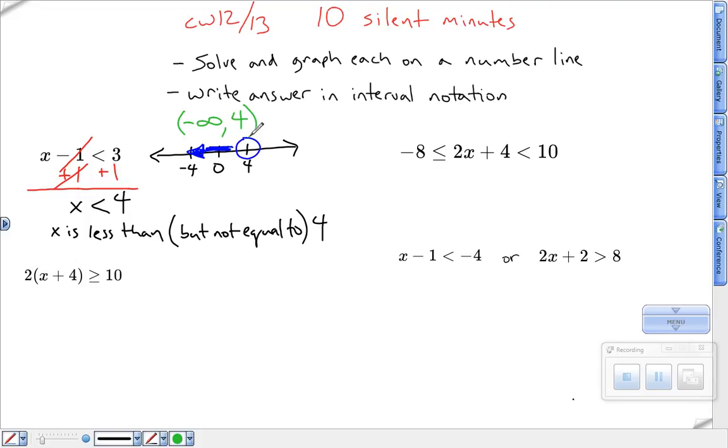I could plug in any number less than 4 into that and make that inequality true. For interval notation, again, an arrow going to the left would be negative infinity, and then 4 would be a rounded bracket because that's an open circle.